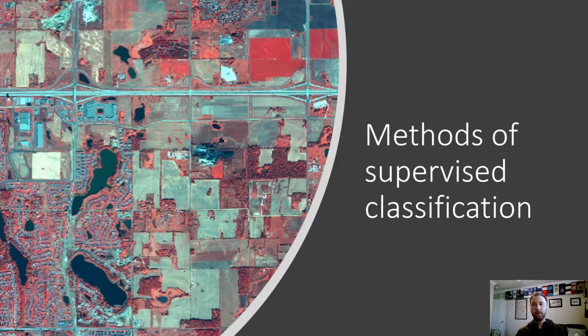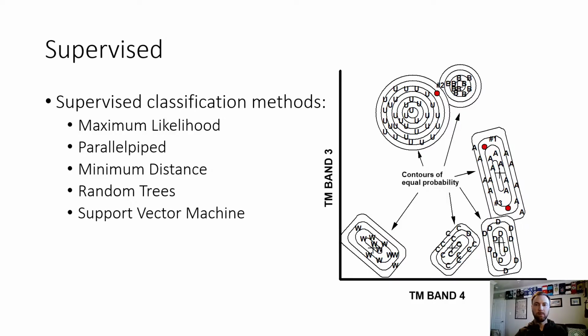All right, so what are some methods for supervised classification? Well, we have 5 main ones that you'll see in ArcGIS Pro. In this week's lab, you're going to rely on support vector machine. We'll just talk briefly about a couple of these. So maximum likelihood, parallel piped, minimum distance, random trees, and then support vector machine.